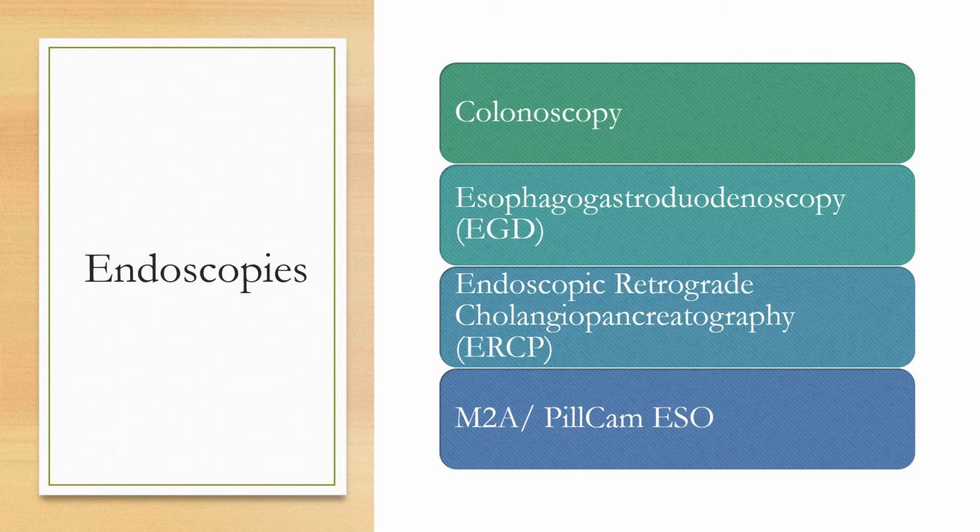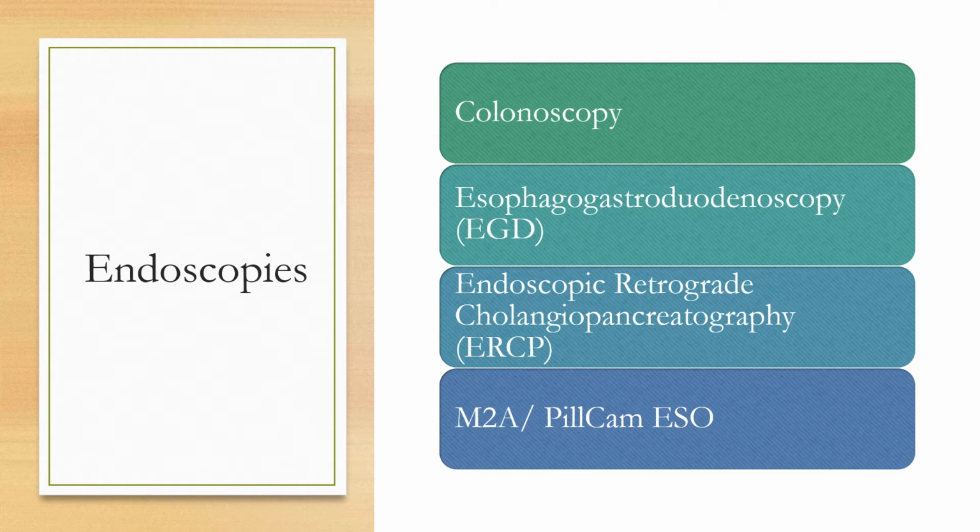We'll talk about another one called M2A, which is a pill cam, and basically you swallow this little capsule, which I think is amazing, with a glass of water, and there's a little video camera attached to it, and it traverses from the stomach all through the small intestine until it gets to the colon and then out.